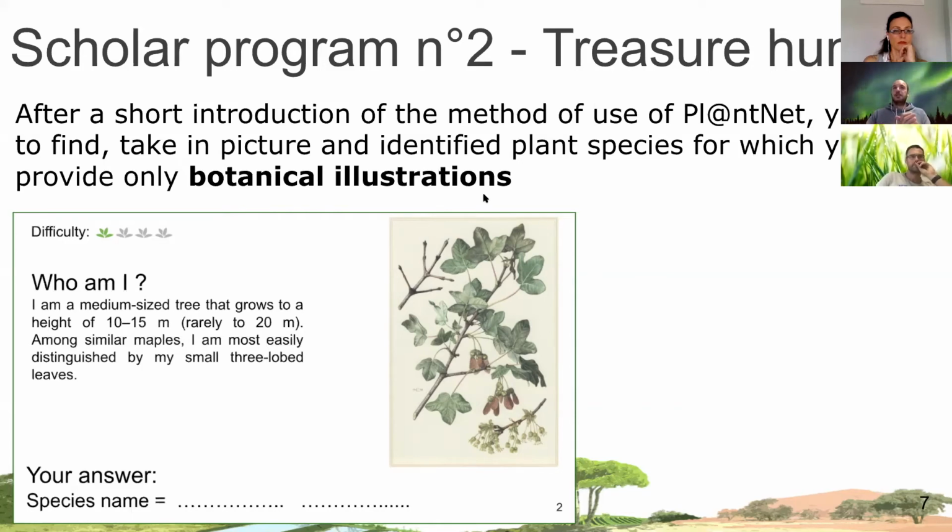So here it's a famous species that we have in the garden that we visit with the participants, and we provide them a short description and this illustration, and we ask them to find that plant, to make an illustration and to correctly identify it, and to produce this type of observation for a few dozen plant species in the botanical garden in which we organize that activity.